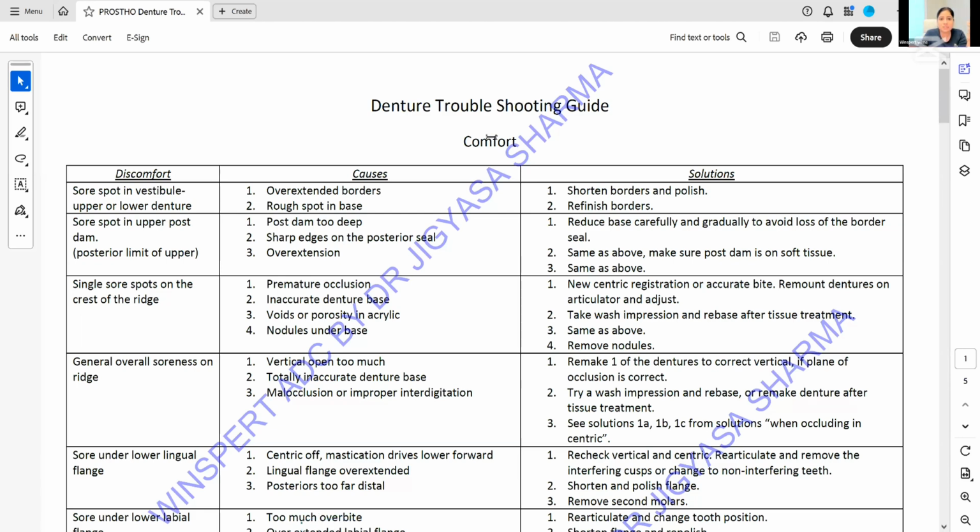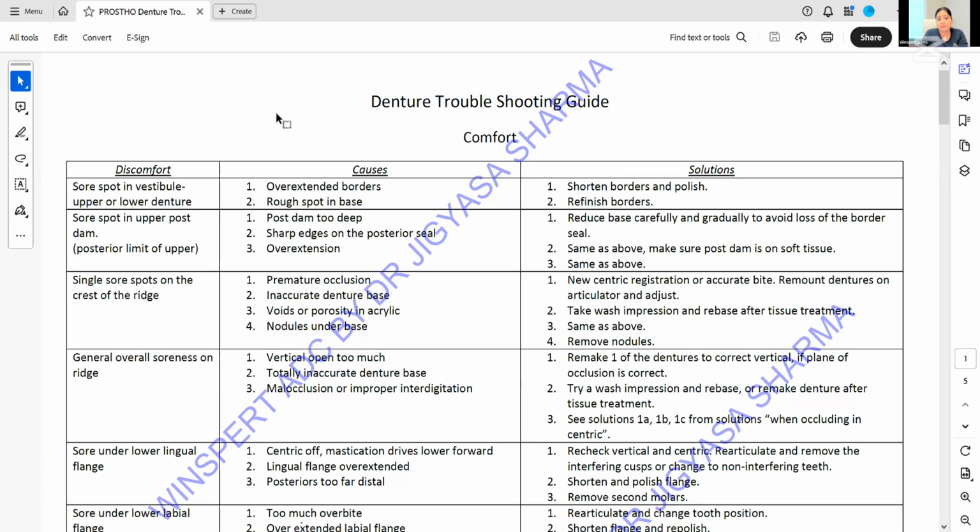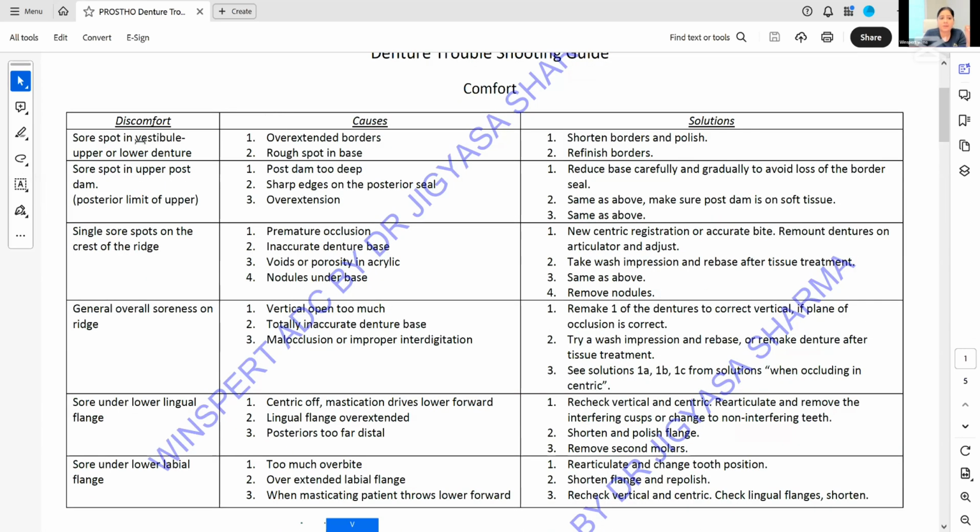So the patient's chief complaint could be a sore spot in the vestibule, upper or lower denture, or a sore spot in the upper post-dam area, which is the posterior limit of the upper denture. Then also it could be a single sore spot on the crest of the ridge. So let's see the first two rows: sore spot in the deep vestibule and sore spot in the upper post-dam area.